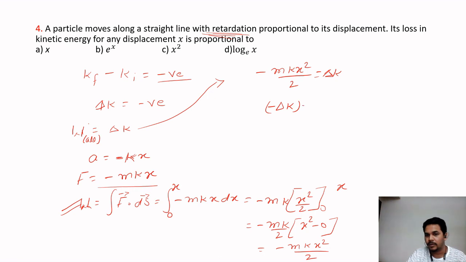It is, if you want, the loss in kinetic energy. Delta K is nothing but what? Loss in kinetic energy. That will come how much? Mk x square by 2, we can say.